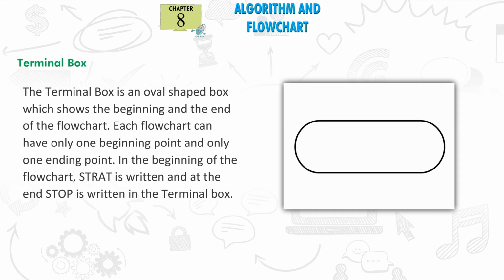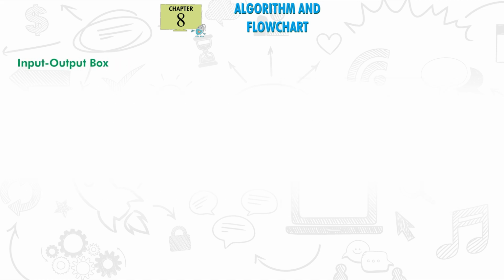The terminal box is an oval-shaped box which shows the beginning and the end of the flowchart. Each flowchart can have only one beginning point and only one ending point. In the beginning of the flowchart, start is written and at the end, stop is written in the terminal box.